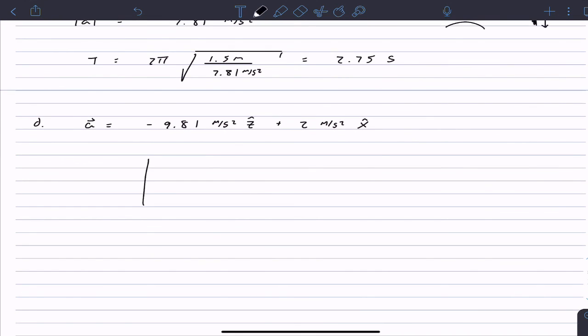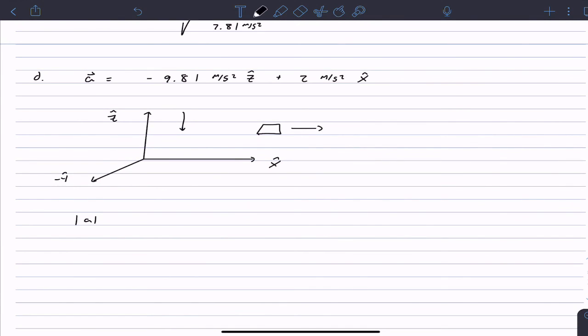What I mean by that is this. Let me quickly draw this out for you because I don't want to confuse anyone. So the bus is traveling that way. Okay? We'll call this x hat. This would be negative y hat, and this is z hat. Gravity is pulling you this way. You're also being accelerated this way. So you're accelerating this way and this way. Okay, so we just need to take the magnitude of this vector.